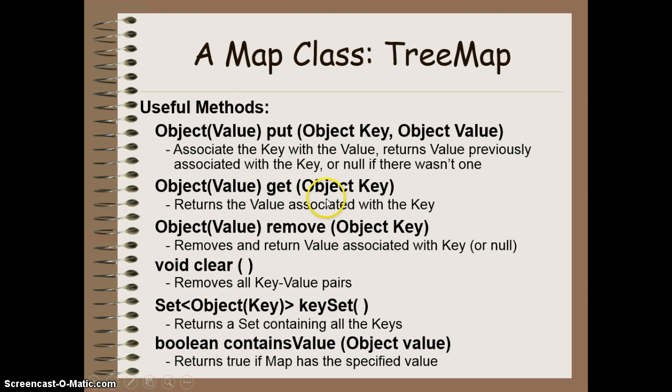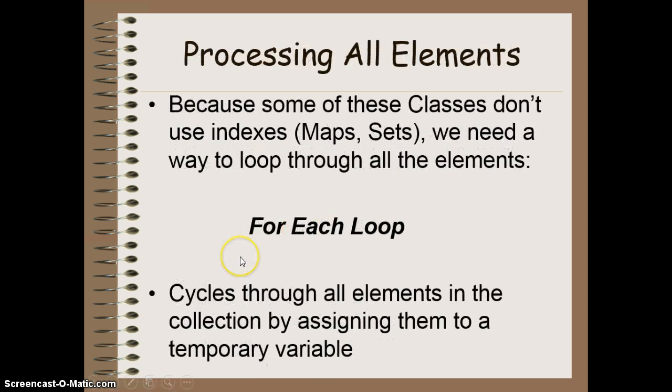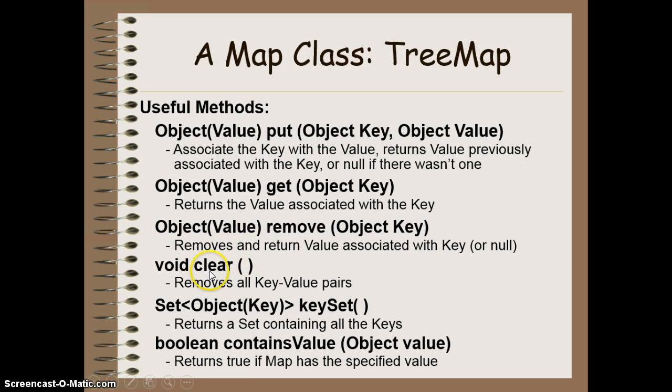I can get a value, so I provide the student number or the key, and it will provide the student or the object that is associated with it. I can remove a value from a key. So I have my key and it removes the value that was associated with it. I can clear out all my pairs.